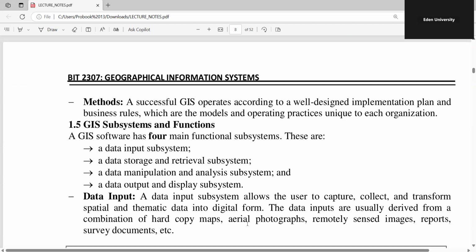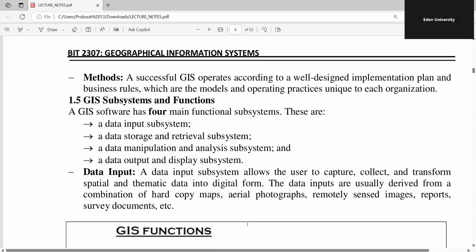The other component is methods. So a successful GIS operates according to a well-designed implementation plan and business values, which are the modules and the operating practices which are actually unique to the organization.